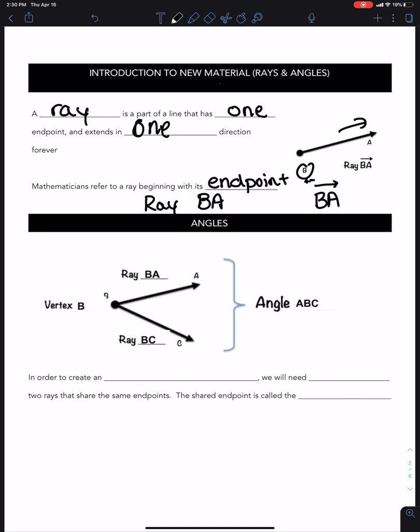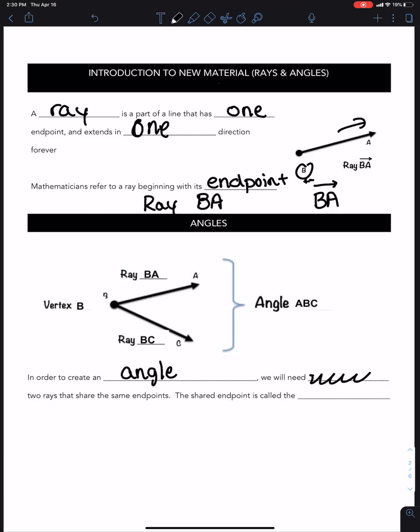The next part says, in order to create an angle, we will need two rays that share the same endpoint. The shared endpoint is called the vertex.